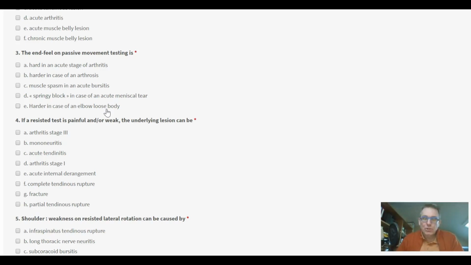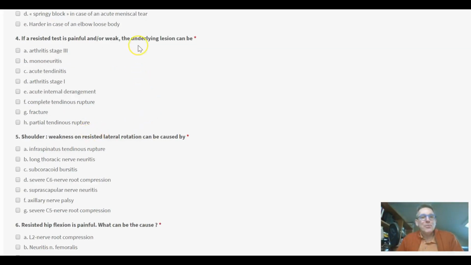Not that much, but the normal end feel is hard, but if a loose body is interfering, the end feel could become more soft. Number 4 is a tricky question, and most of the people who fill in the test don't have a correct answer to that question, but I understand why.